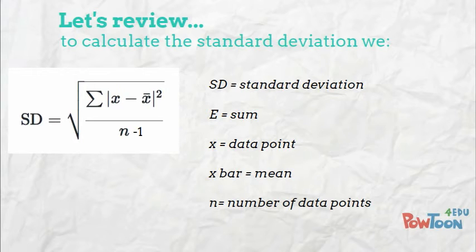What does it look like? Well, you have this really complicated looking formula that actually isn't that difficult. The SD stands for standard deviation. Then we have the sum, the data points, the mean, and the number of data points. That's all you need to know to calculate the standard deviation.